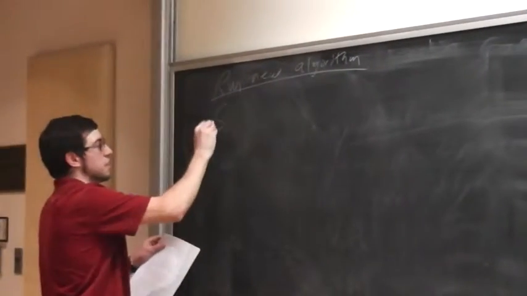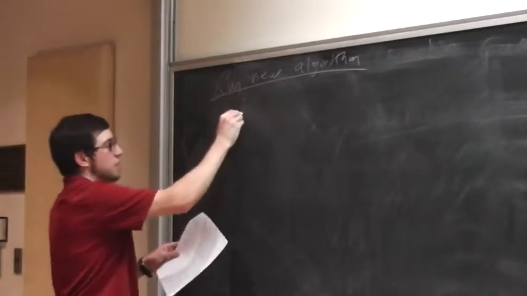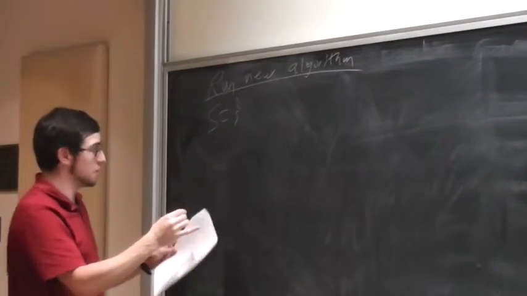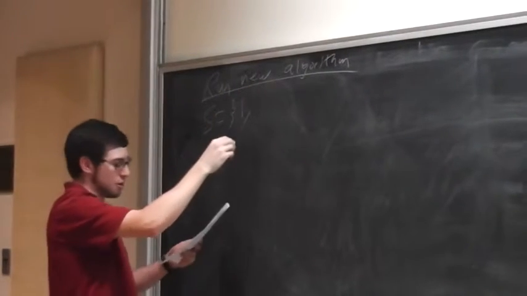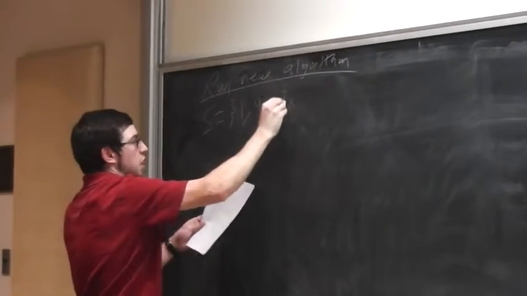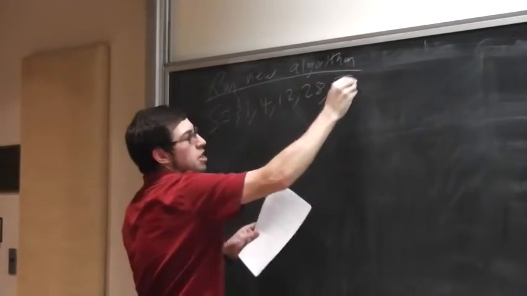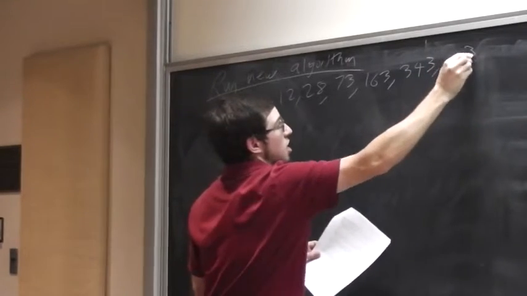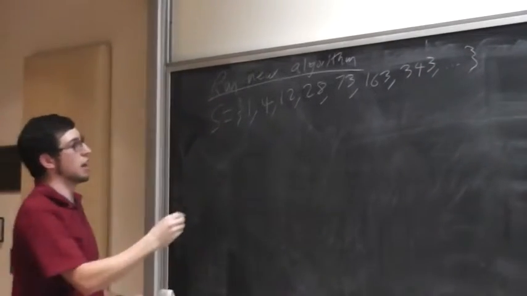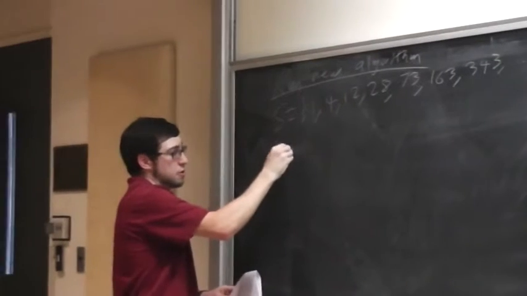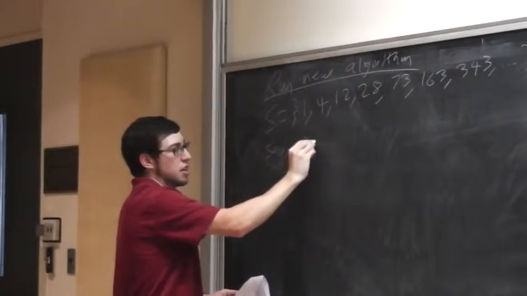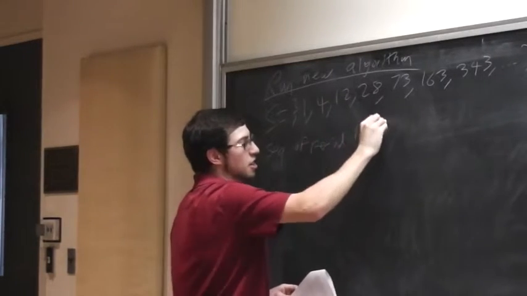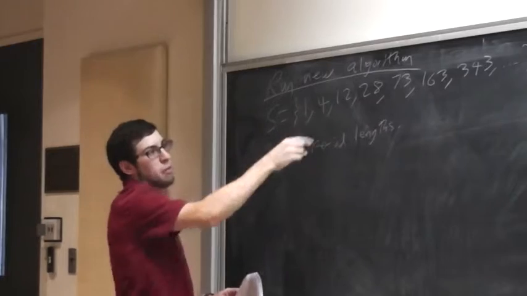Run the new algorithm. So the only modification is t greater than 2s. The new set we get starts 1, 4, 12, 28, 73, 163, 343. And we also have the corresponding sequence of periods. I'm just going to write the sequence of period lengths because I don't want to write down the periods. But the period lengths are all just one more than this.